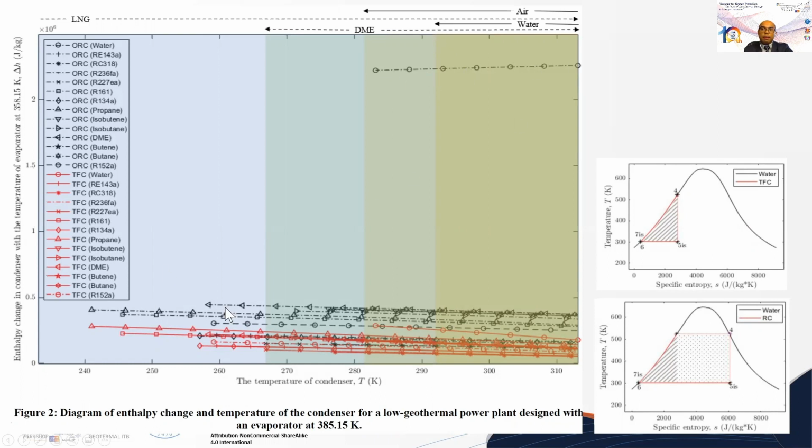The black lines represent ORC and the red ones represent TFC. From this diagram, we can see that water as working fluid inside the cycle has a bigger enthalpy change in the condenser. What's more, among the organic Rankine cycle organic working fluids, DME performs a bigger enthalpy change in the condenser.